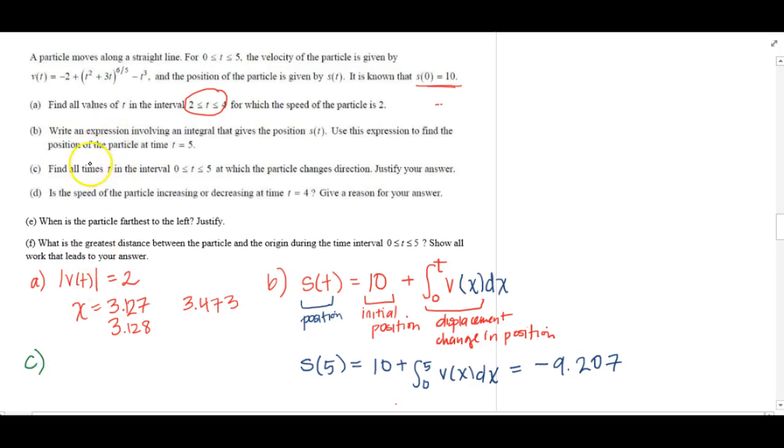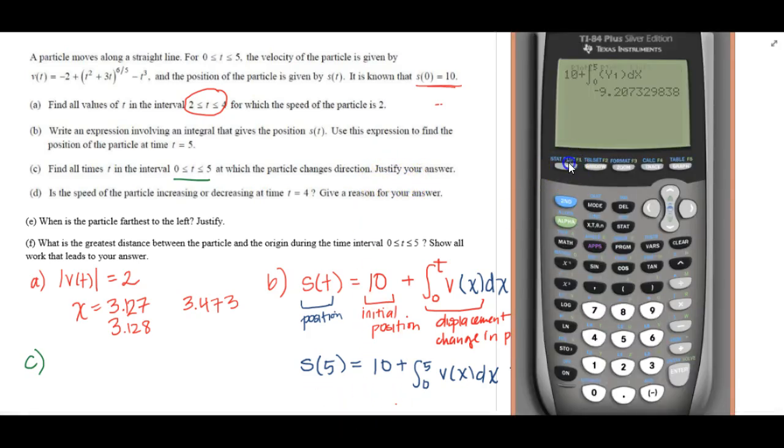So now let's go ahead and take a look at part C. For part C, we're asked, find all times t in the interval from 0 to 5, at which the particle changes direction. Justify your answer. So we actually talked about this when we analyzed our original graph. So we don't want the absolute value function anymore. We don't need the 2 function anymore. We're going to go back up and highlight only y1 and graph that.